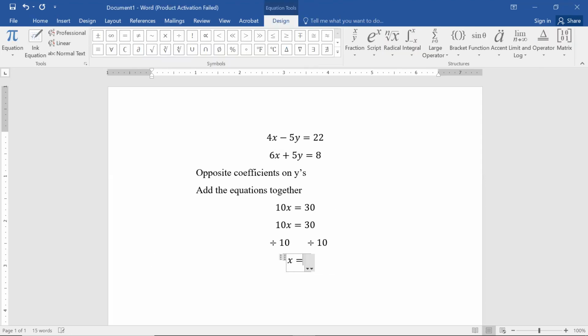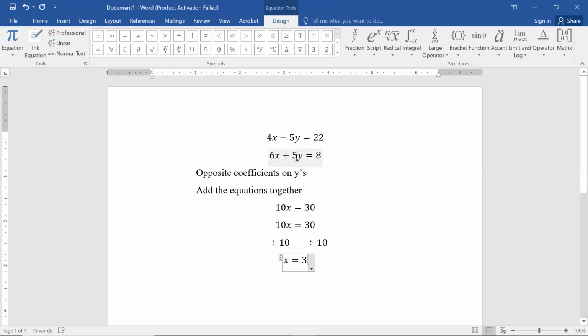Doing that gives me an x, which is equal to 3. So I divided by 10 on both sides. Now I have x equals 3. Now this gives me the x coordinate for my solution to this system.